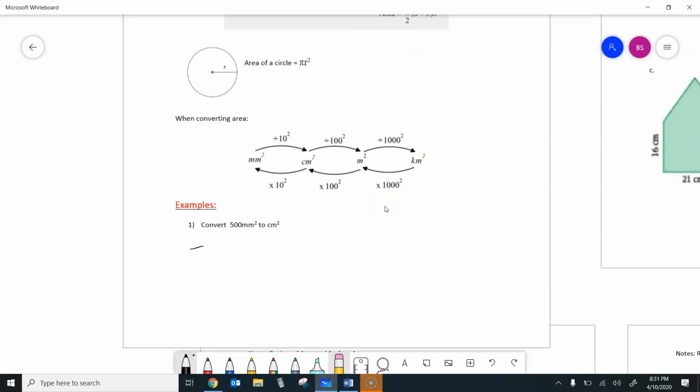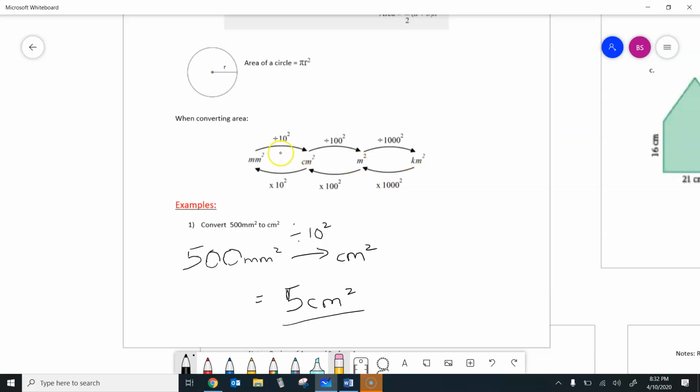So 500 millimeters squared to centimeters squared. We're going this way, millimeters to centimeters, so we divide by 10 to the power of 2. In other words, we'll divide by 100, and we get 5, and don't forget your units, centimeters squared. So 500 divided by 10 to the power of 2 equals 5 centimeters squared. Do not forget units.